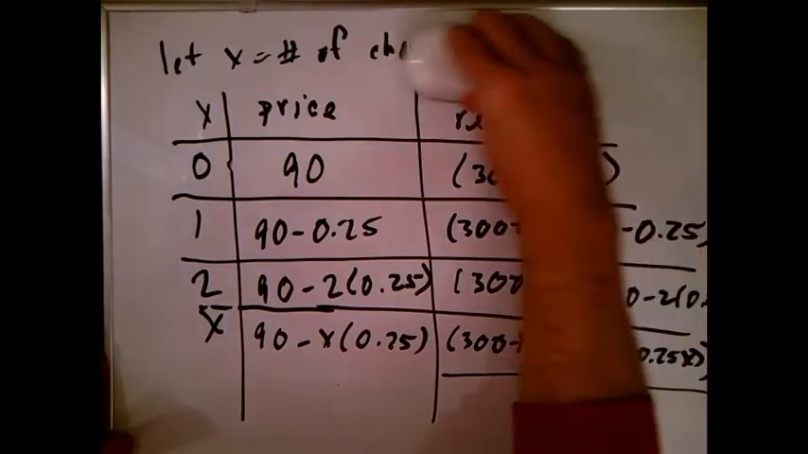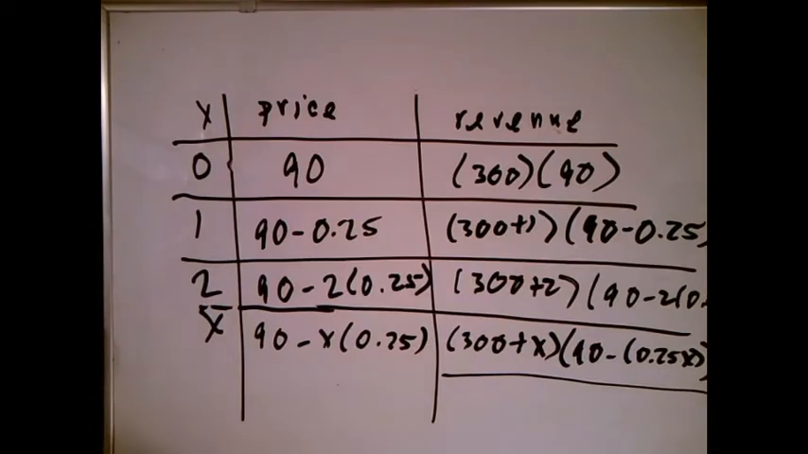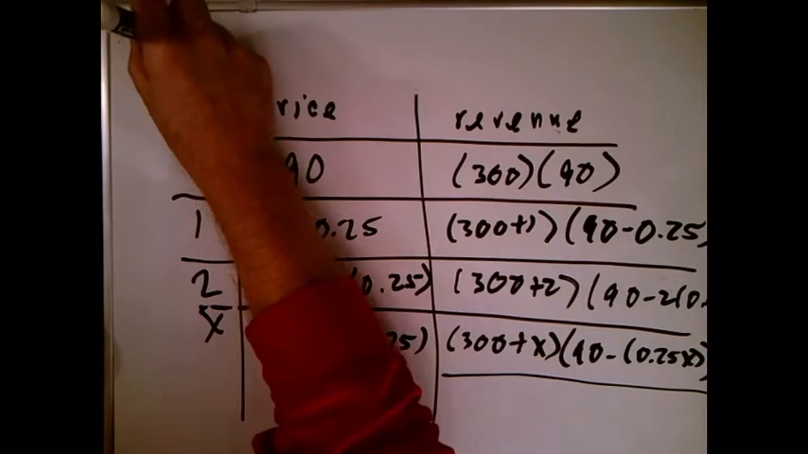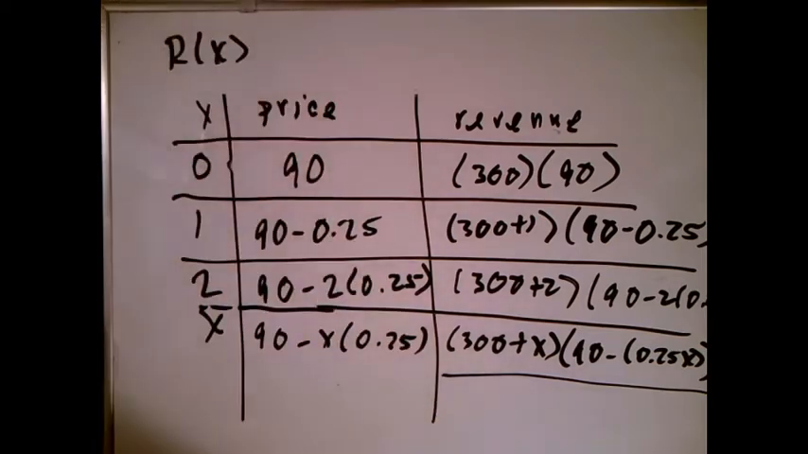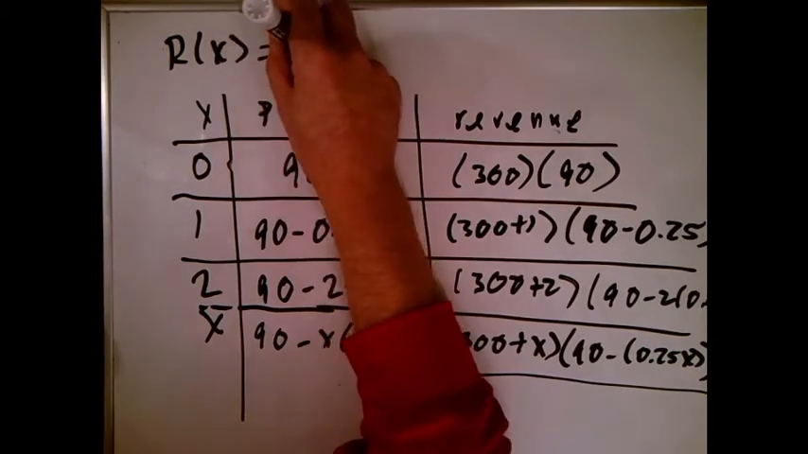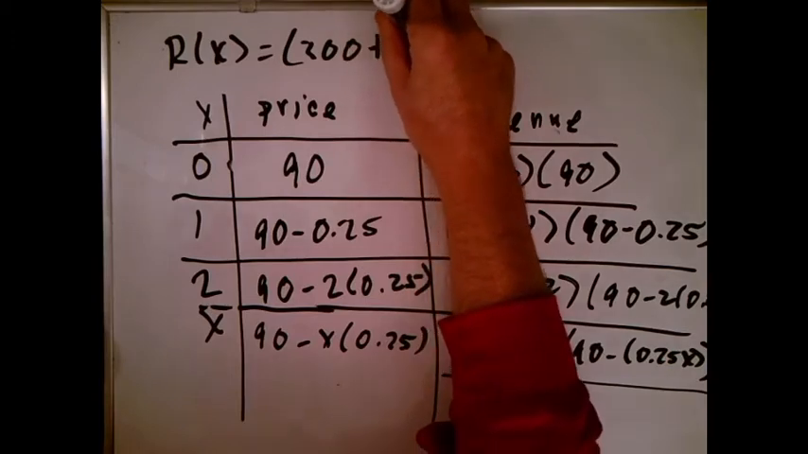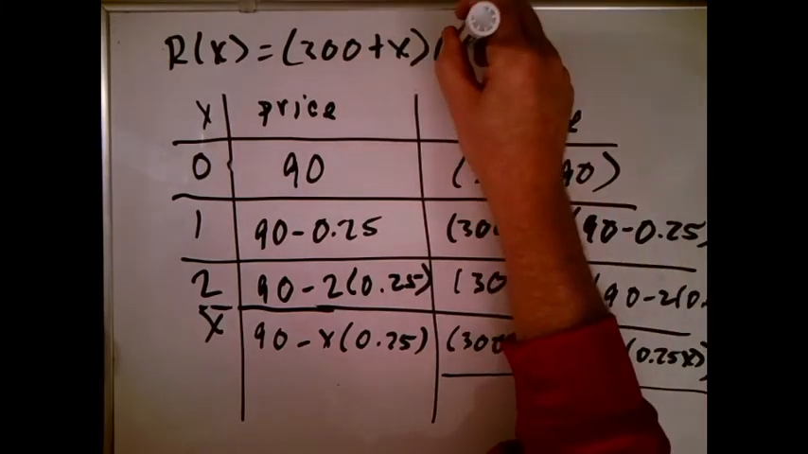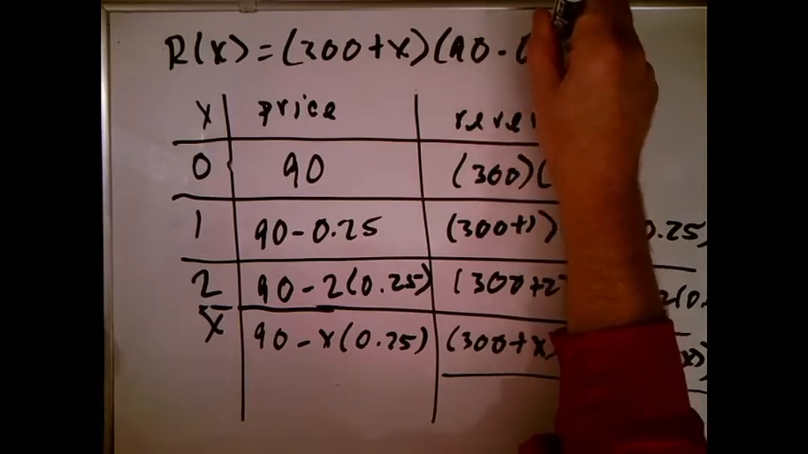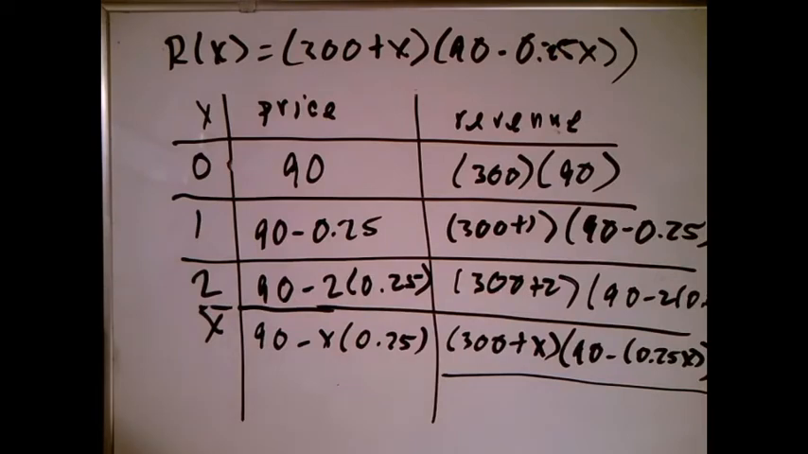And there, right here, is the formula that we're going to use to try to finish the problem. So let me go up right here like this. And we're maximizing revenue, so I'm going to use capital R for that. So capital R, revenue looks like that. This is going to be 300 plus X times 90 minus 0.25 times X, like that. I'll erase the table.